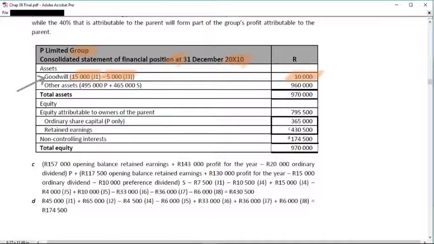Your equity section is attributable to the owners of the parent and NCI as two separate headings. Ordinary share capital, only that of the parent, not because it's a recipe, but because we've proven why it's only the share capital of the parent. Please note there's no preference share capital in this SFP because only the subsidiary has preference share capital, and that got eliminated through the at-acquisition consolidation journal entry. For retained earnings, we'll look at the statement of changes in equity.